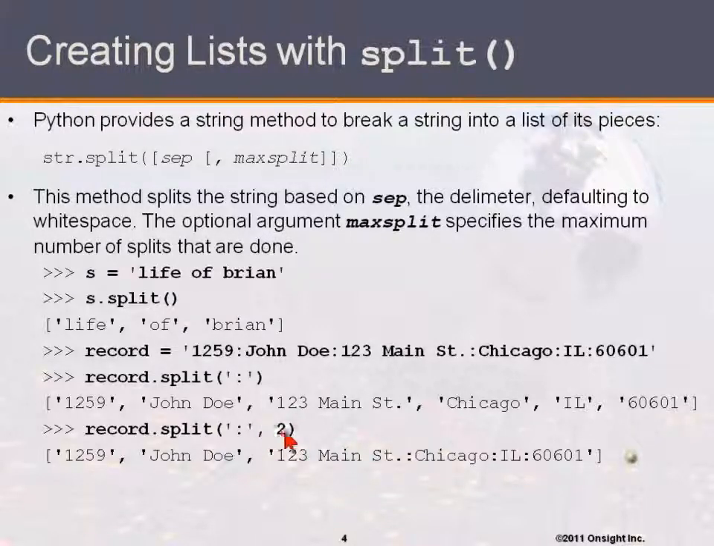So here we see an example of record.split using the optional second argument. The optional second argument means, in this case, only split out 2 items. So we're going to split on the colon, but just give me the first 2. Here we have 1259, that's the first one. John Doe's the next one. And then we have the remainder unsplit.